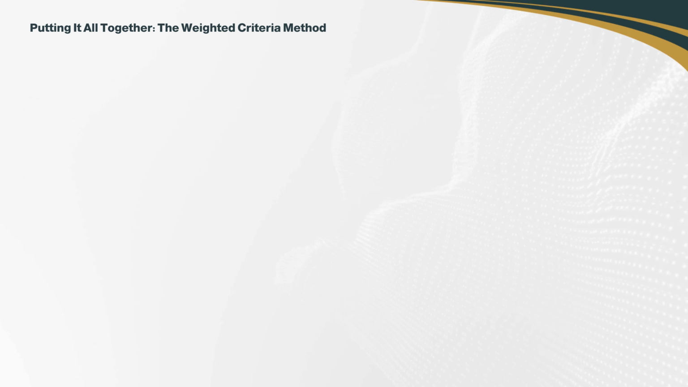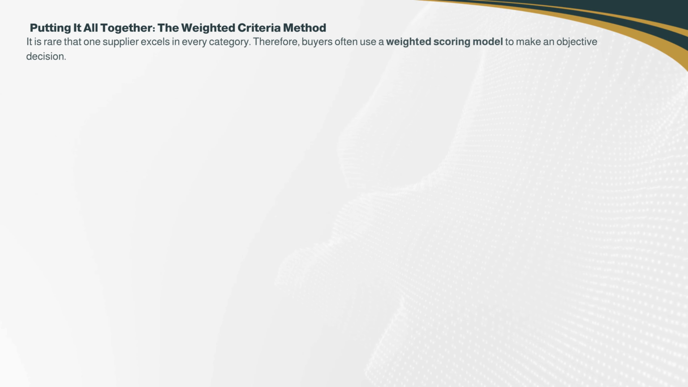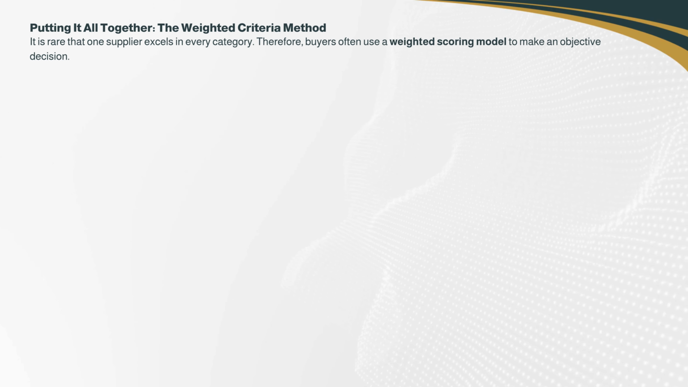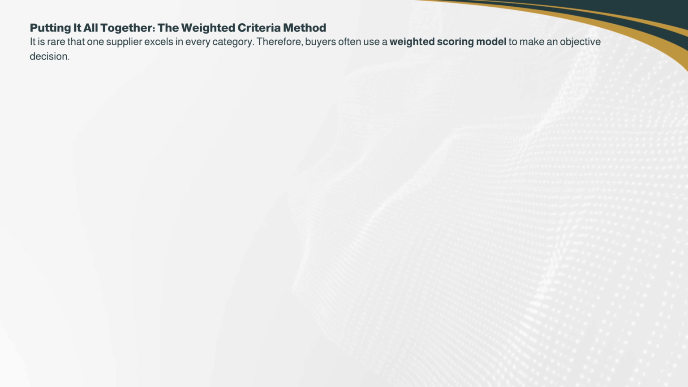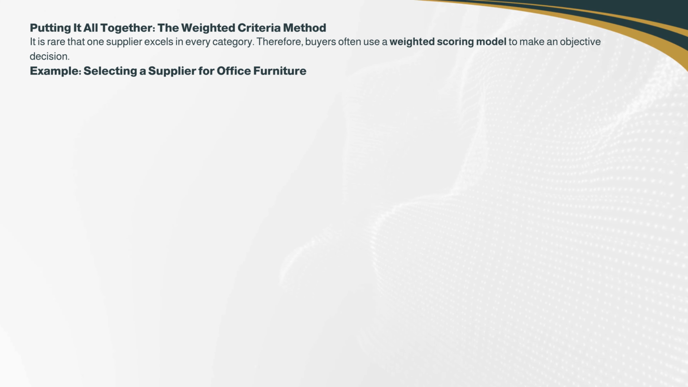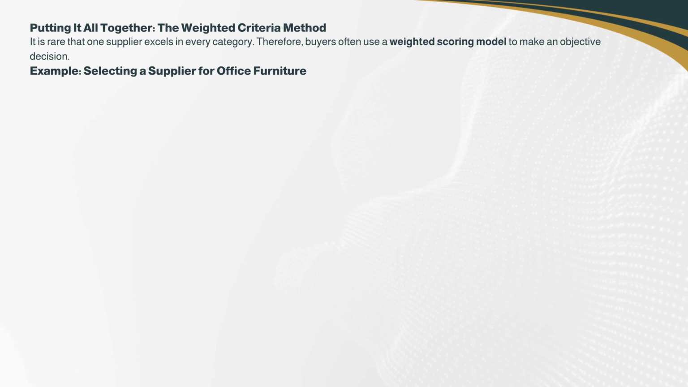Putting it all together: the weighted criteria method. It is rare that one supplier excels in every category. Therefore, buyers often use a weighted scoring model to make an objective decision. Example: selecting a supplier for office furniture.